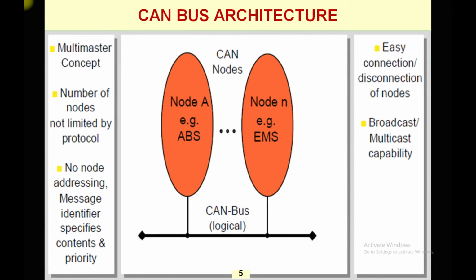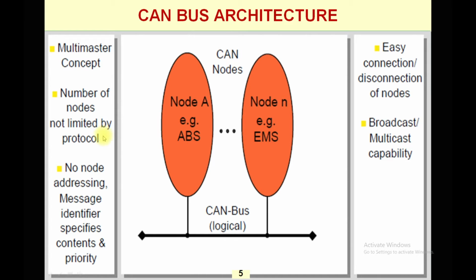What is the multi-master concept? All the nodes, for example on this screen, node A is the anti-lock braking system and node N is the engine management system. The anti-lock braking system is a master, the engine management system is a master. Every node is an ECU which is a master. So the multi-master concept is used in the CAN bus communication logic.